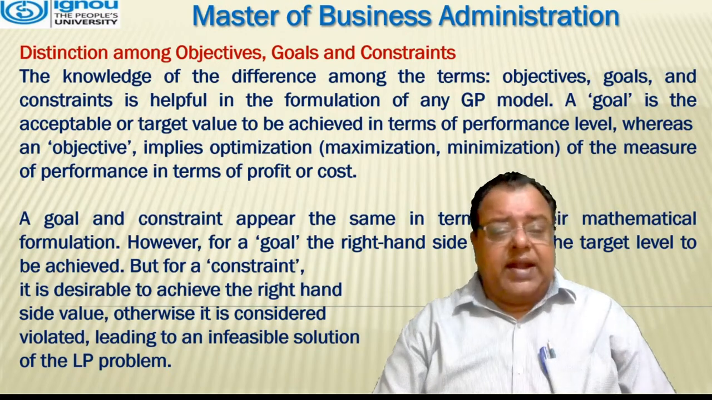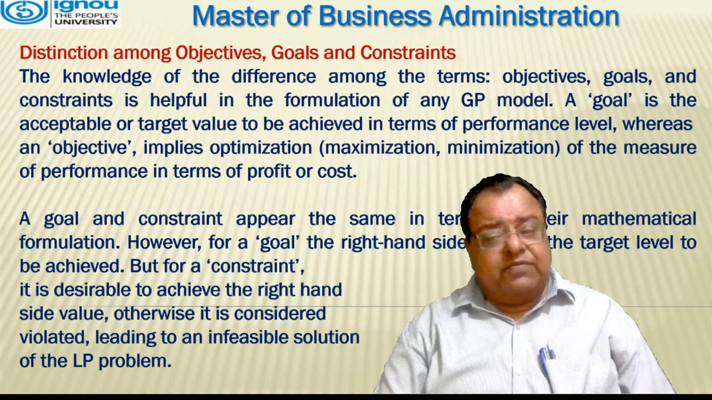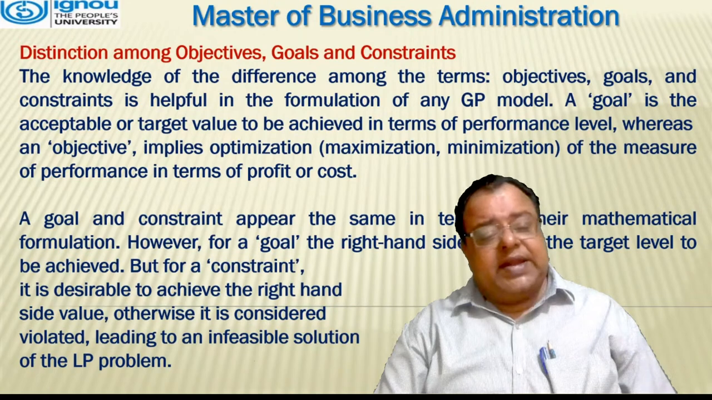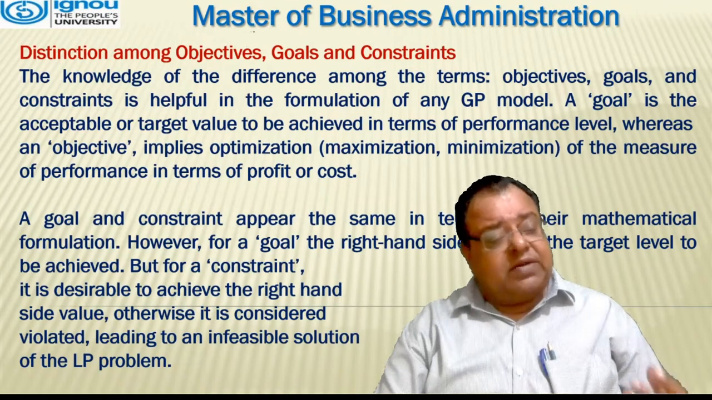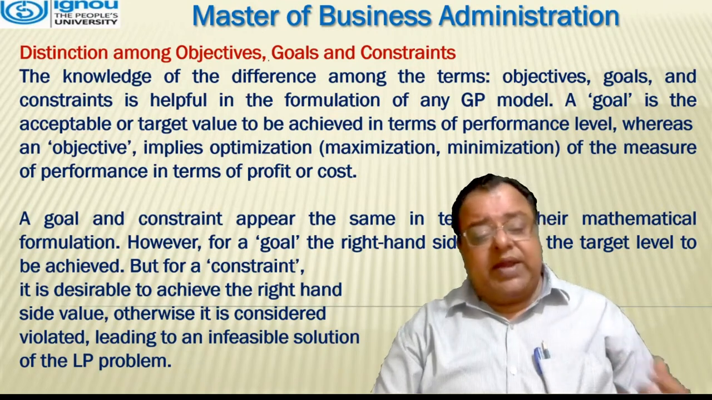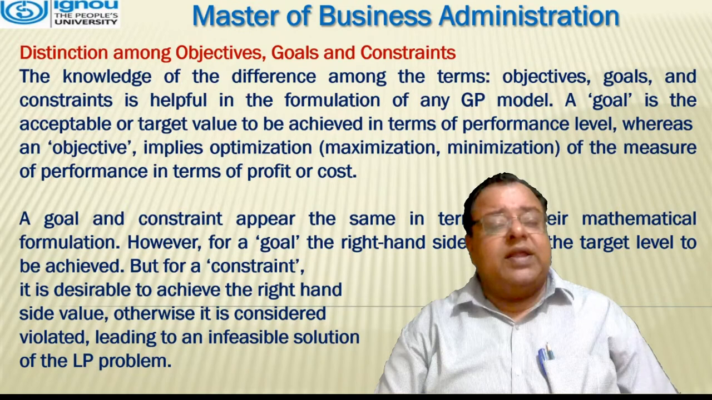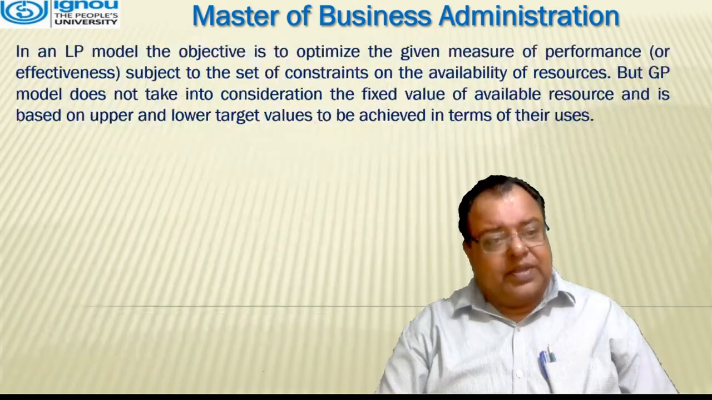A goal and constraint appear the same in terms of their mathematical formulation. However, for a goal, the right-hand side value is the target level to be achieved. But for a constraint, it is desirable to achieve the right-hand side value. Otherwise, it is considered violated, leading to an infeasible solution to the linear programming problem.